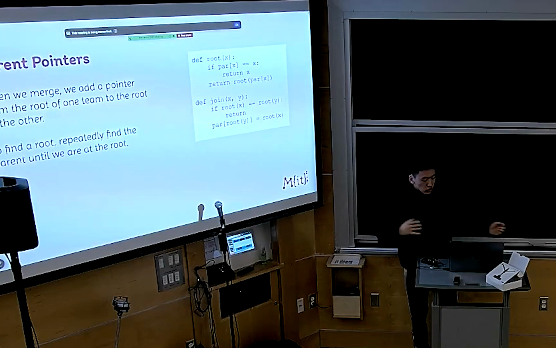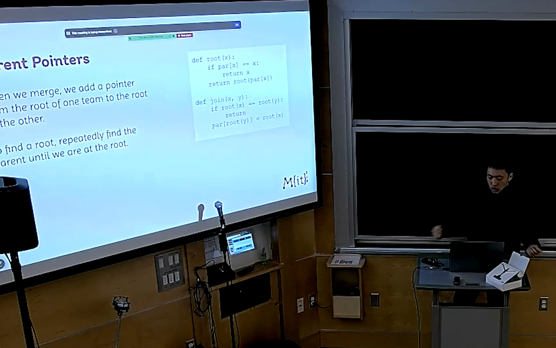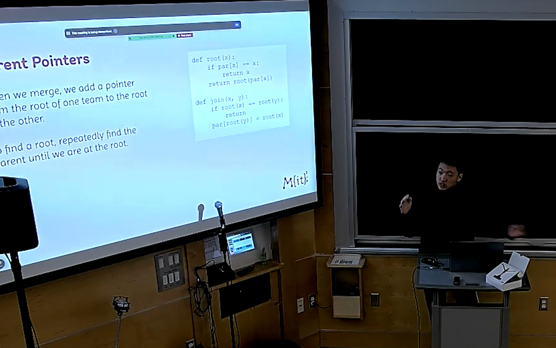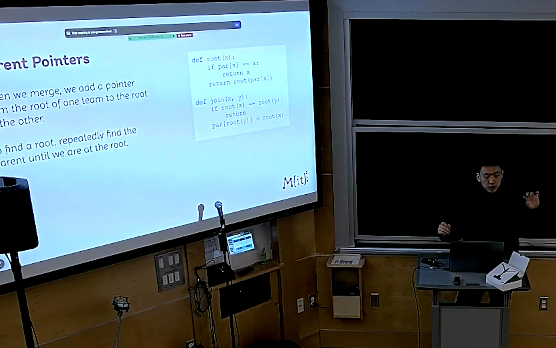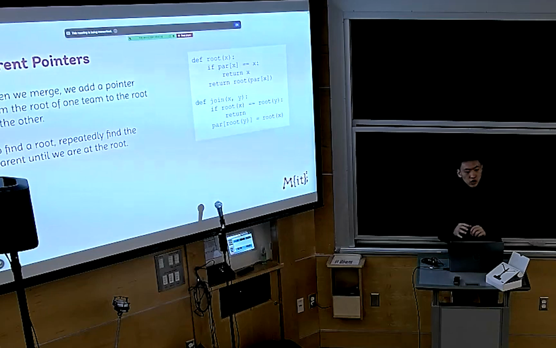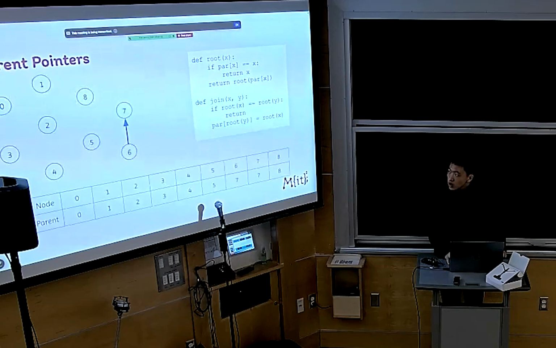And if we want to join two different nodes, all we need to do is, if they're in a different component, set the parent of the root of one node to the root of the other node. As a basic demonstration of how this code might work, let's say you have these 8 nodes.